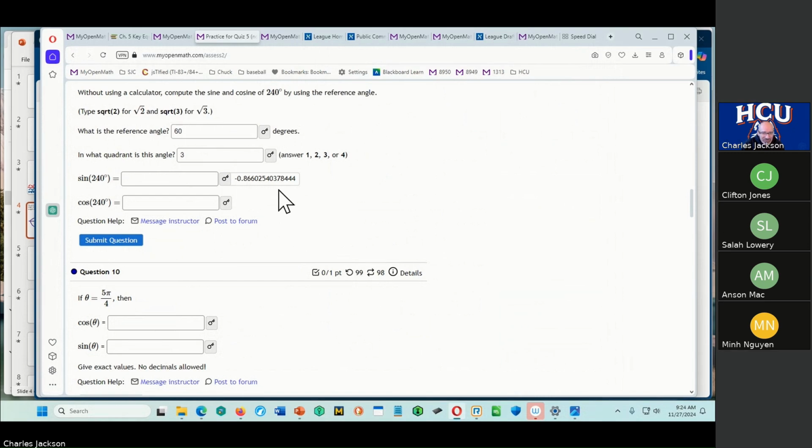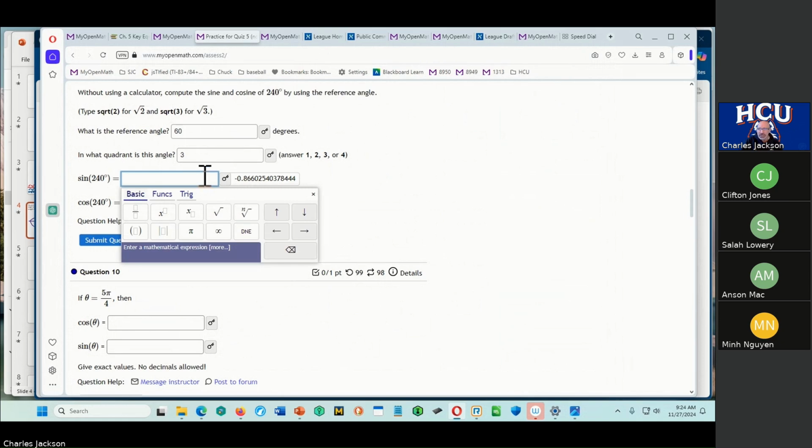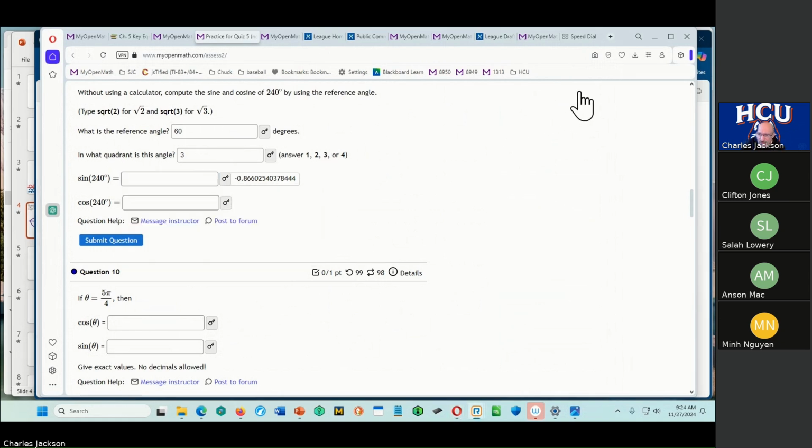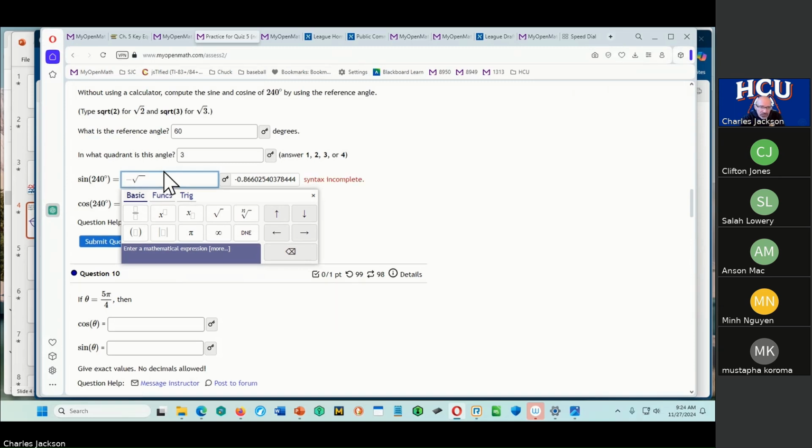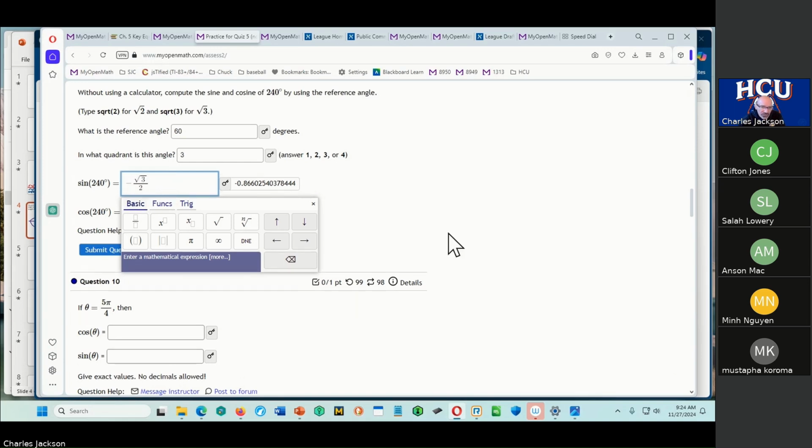Now they put it in a decimal. Did they say to do that? So if I put negative square root of 3 over 2 in there, I think they should allow it. Okay, so they say squirt 3 for square root of 3. So let's see: negative squirt 3, get out of the radical, divided by 2. Good to me.